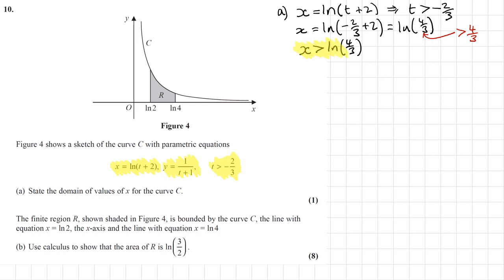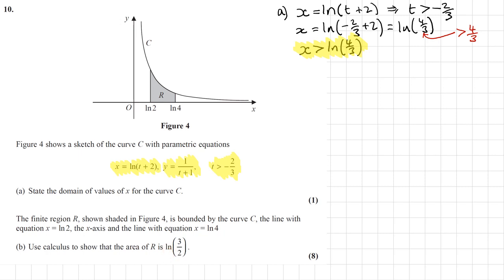So that's part A. Part B. The finite region R, shown shaded in figure 4, which is here, is bounded by the curve at the top, the line with equation x equals log 2, which is on the left hand side, and a line with equation x equals log 4 on the right hand side, and the x-axis at the bottom. Use calculus to show that the area of R is log 3/2.